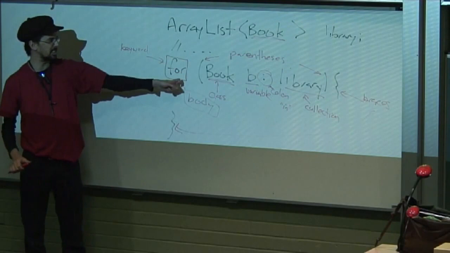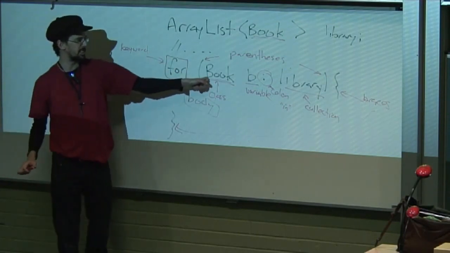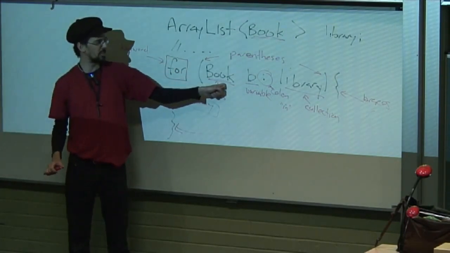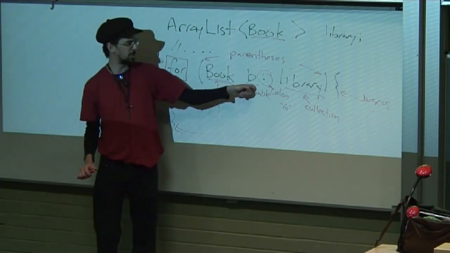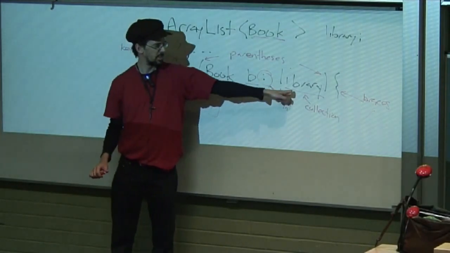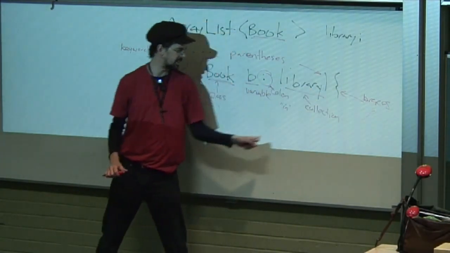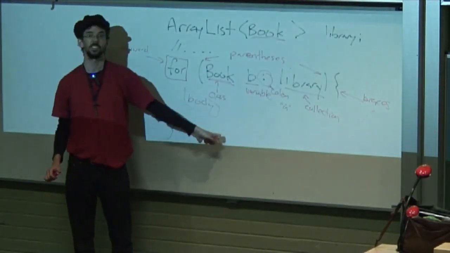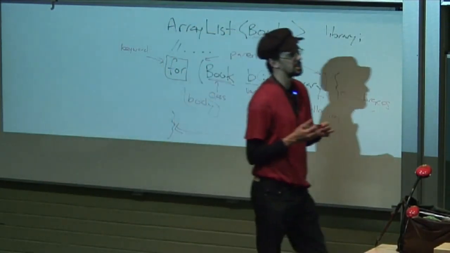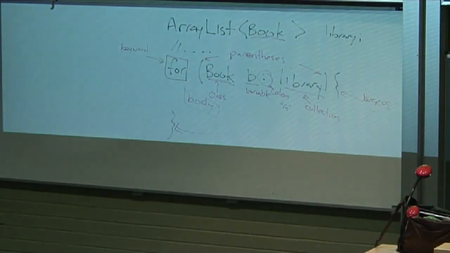So the basic syntax is for, then in parentheses, the type of the things on the list, a variable name, a colon, the actual list itself, close the parentheses, and then in braces, the body is the set of operations that you want to do on that list. So let me show you what that looks like in a real example.